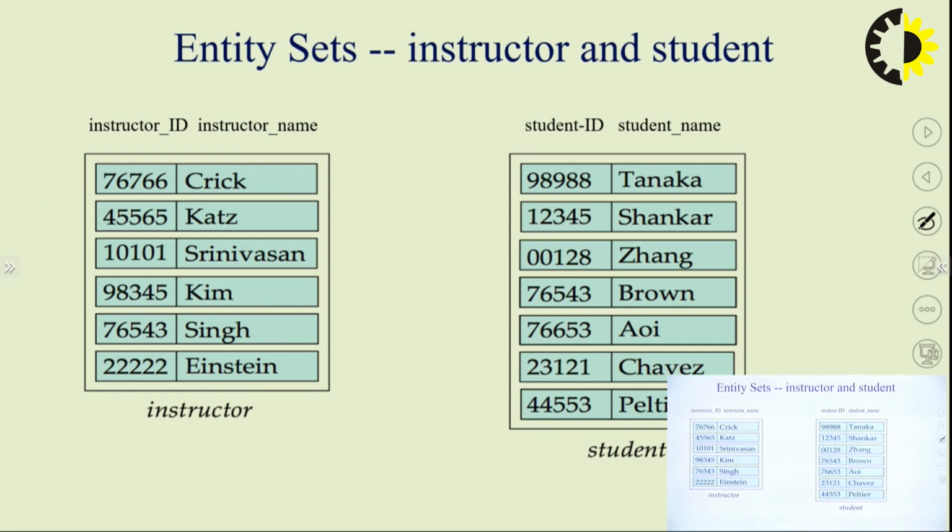Next are the entity sets. So, here two tables are given, one having the instructor ID and the other column the instructor name. For the student we have the student ID and the student name. So, this is an entity set for instructor and this is an entity set for student.